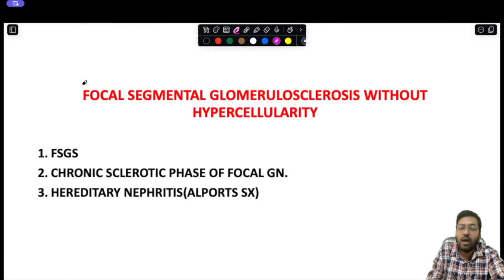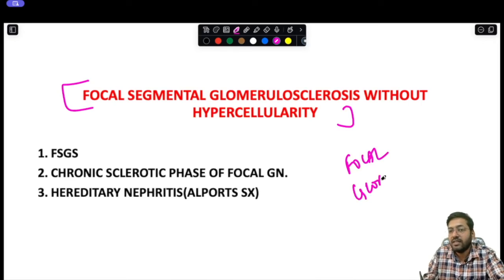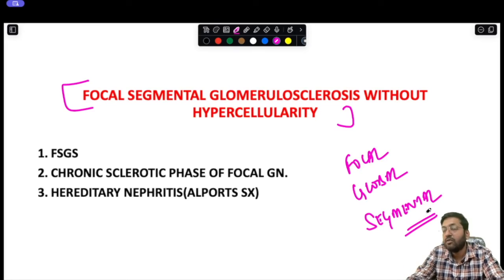Next condition is where you have a focal segmental glomerulosclerosis without any hypercellularity. Okay. Now remember, I am not going to speak in detail about it. What is focal change? What is global change? Okay. What is segmental change? Okay, all these things we have already discussed in detail in the main lecture. So over here we are only going through the changes that are relevant for your exam purpose.